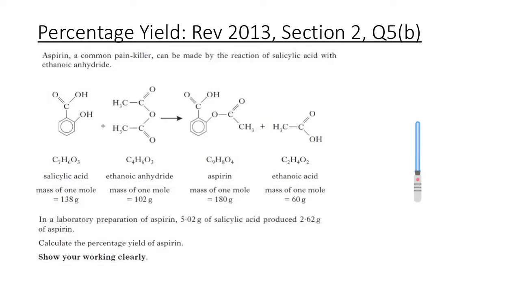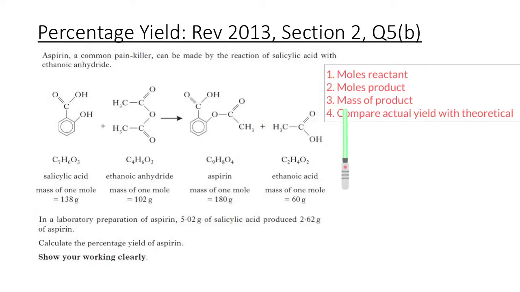Then our question is, well, if we actually make this, how efficient was our reaction under these specific conditions, temperature, pressure, concentration, whatever. Aspirin, a common painkiller, can be made by the reaction of salicylic acid with ethanoic anhydride. And they've given us the gram formula masses of the different parts of the equation and labelled the different chemicals as well. In a laboratory preparation of aspirin, 5.02 grams of salicylic acid produced 2.62 grams of aspirin. Calculate the percentage yield of aspirin.